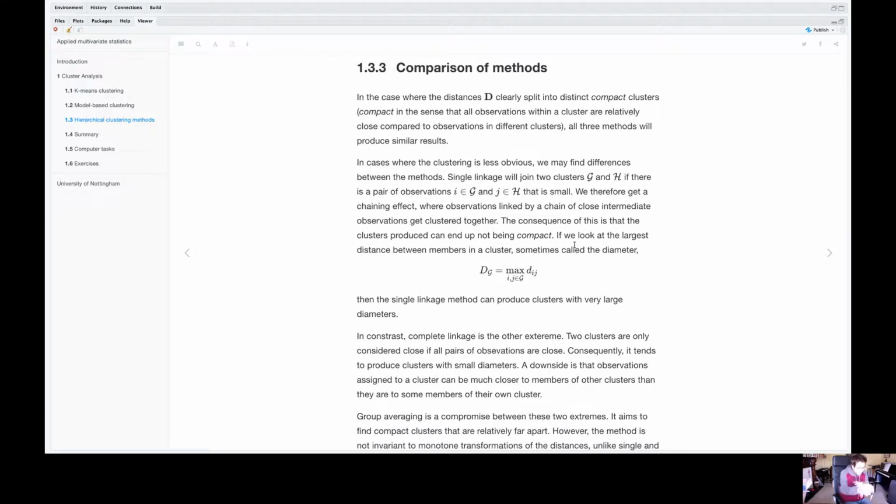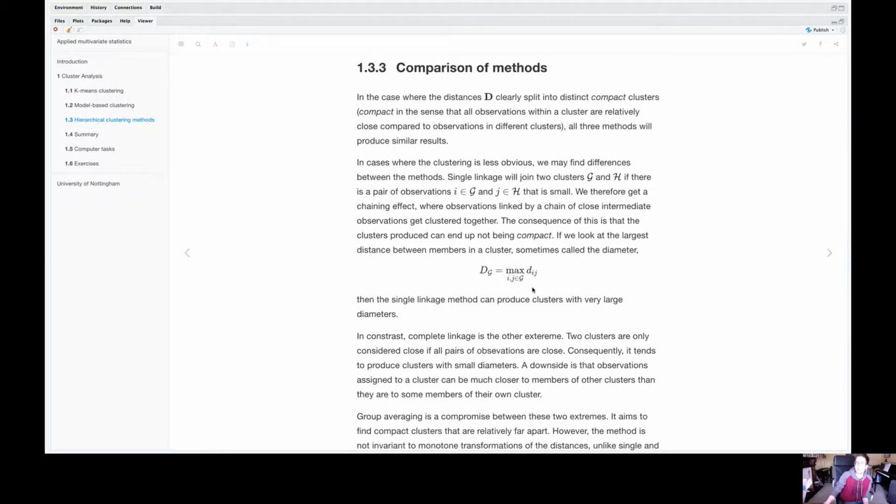Now, single linkage, or nearest neighbour linkage, tends to work like this. You've got two clusters G and H. If there's a single pair of observations that are close, they get joined together. Okay. So therefore, with single linkage, we can sometimes get a chaining event. So you get points that can end up very far apart in the same cluster just because there's a path between them of closely related points.